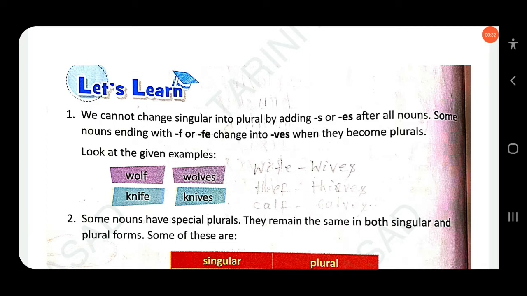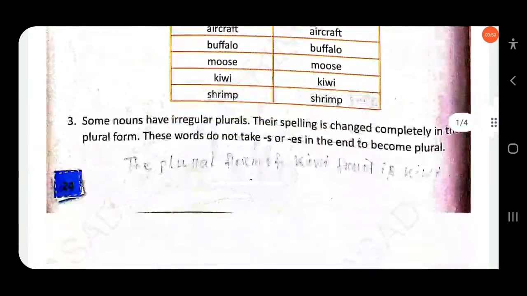and plural. If you have not watched part 1, part 2, part 3, you can go to the playlist section and watch them. In those videos we have briefly discussed all the rules, how to change singular into plural. In this video we will start from page number 24.